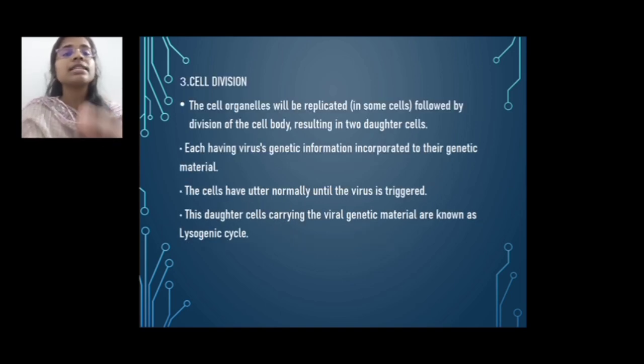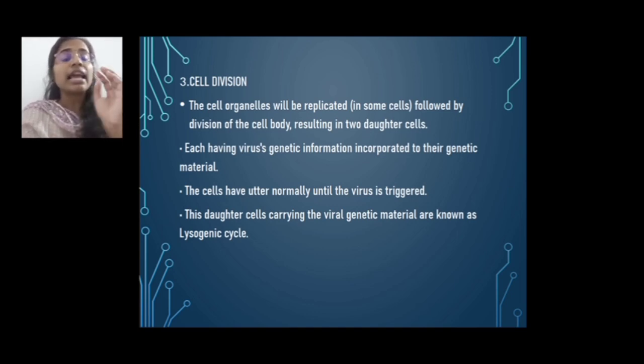The third step is cell division. The cell organelles will be replicated, followed by the division of the cell body, resulting in two daughter cells, each having the virus's genetic information incorporated into their genetic material. The cells divide normally until the virus is triggered. These daughter cells carrying the viral genetic material are known as lysogenic cells.